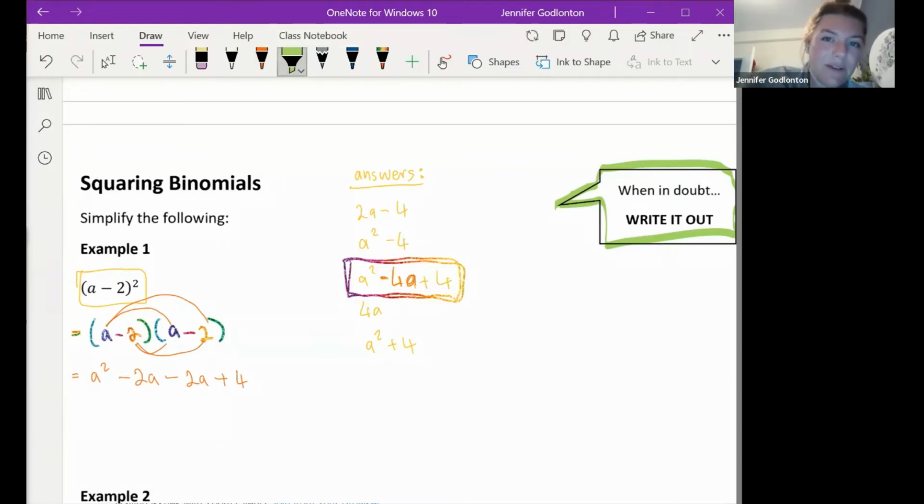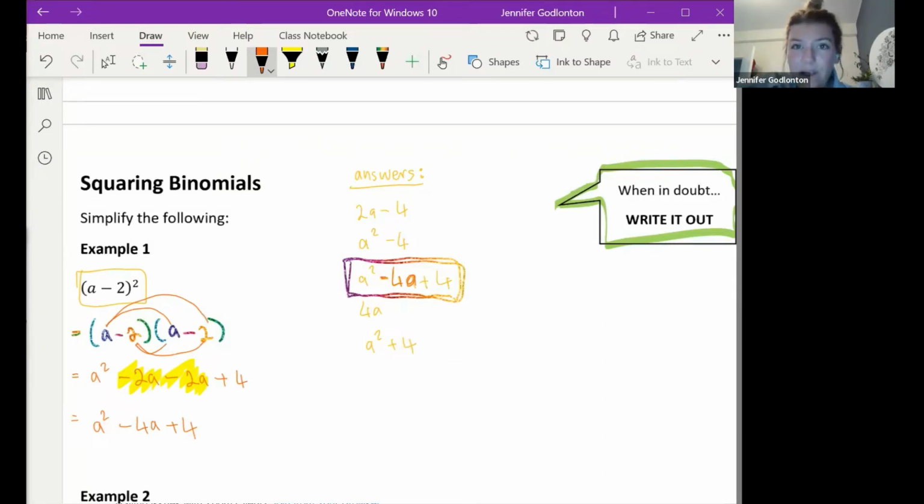And then when we do that, we're going to find that we've got these two, which are like terms. They are the same as each other. And so when we add them together, negative 2 minus another 2 is going to give us negative 4a. And that's where that negative 4 comes from. So, moral of the story with these questions is, when in doubt, write it out.